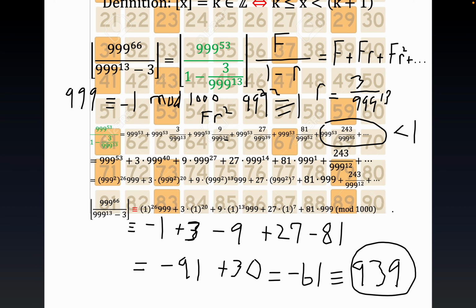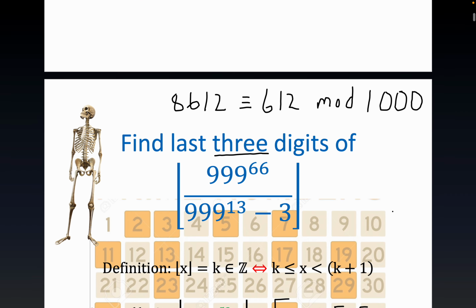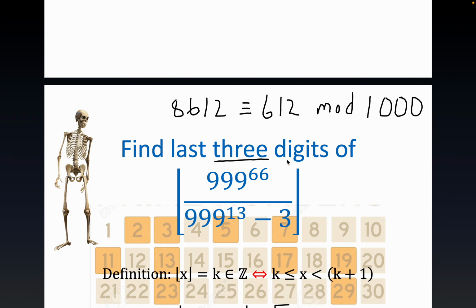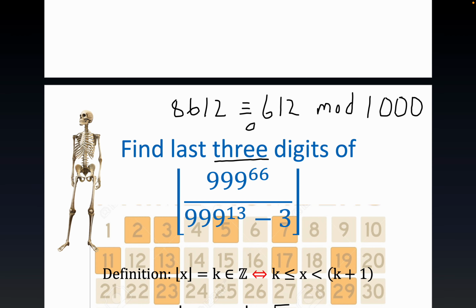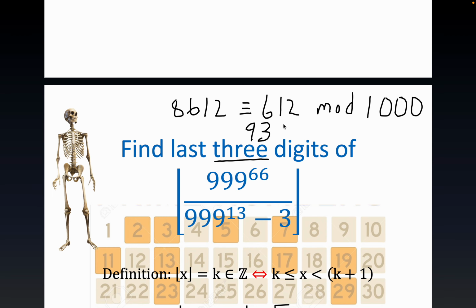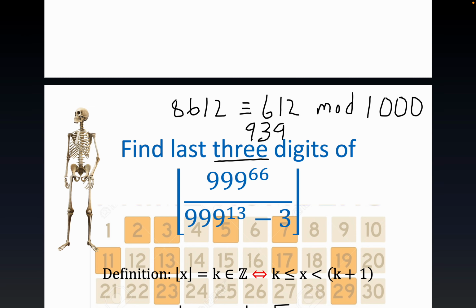And so let's come back up here, and I'll just write it up here so you'll have a better view. The last 3 digits would be 939. Let me get that circled.